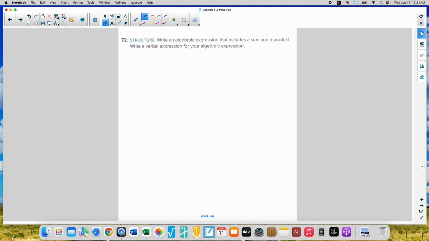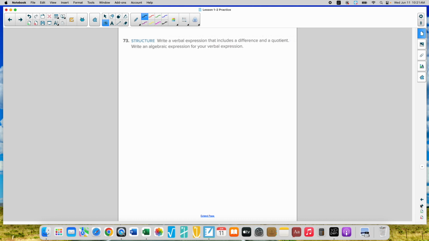Good tricky question. Write an algebraic expression that includes a sum and a product. Write a verbal expression for your algebraic expression. Includes a sum and a product. So 2 times the quantity 3 plus 5 is the algebraic expression. And then the verbal would be 2 times the sum of 3 and 5. That's not bad.